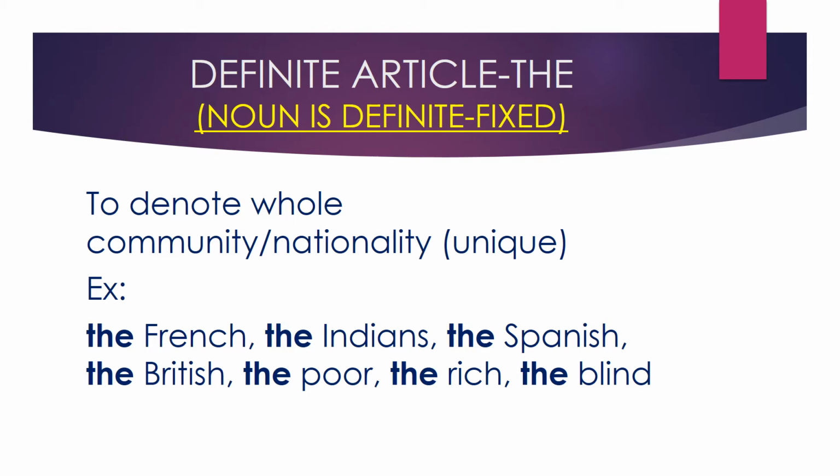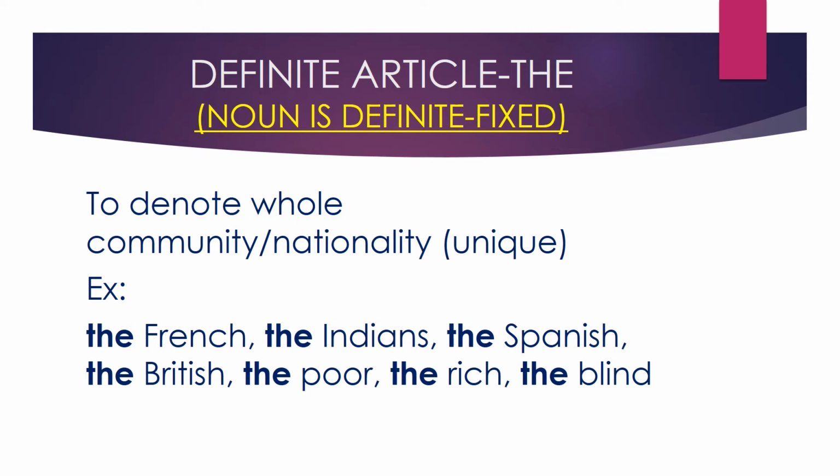In the same way, if we talk about poor, and if I say the poor, it will denote all the people who are poor as one community, one group. So the poor means all the poor people in the world. The rich means all the rich people in the world. The blind means all the blind people in the world. It is taken as a community, as one group.